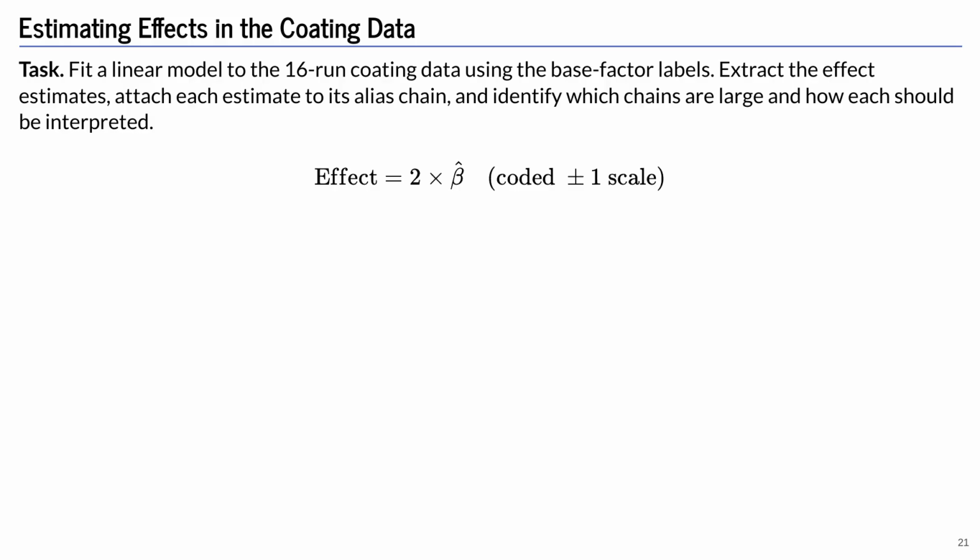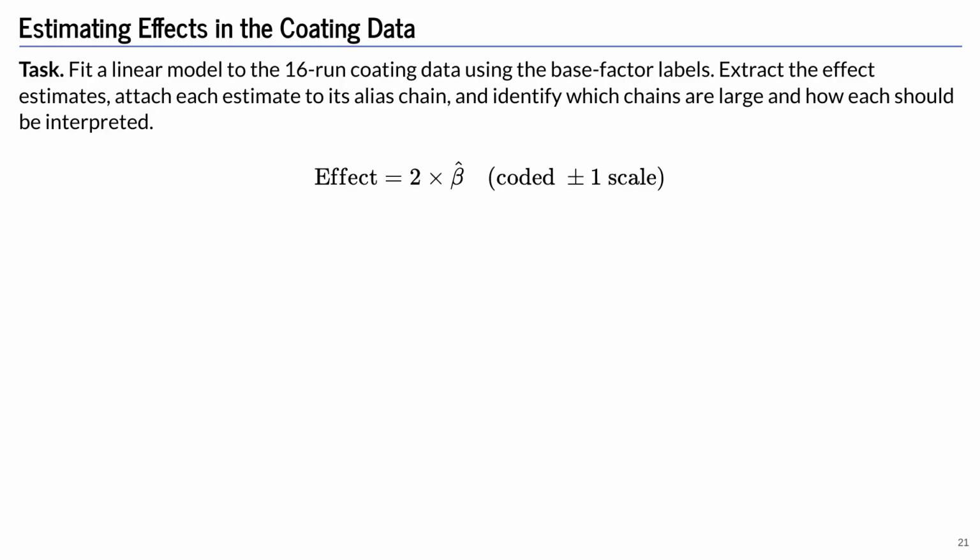So what did the coding study actually find? Coding thickness, factor E, is the dominant driver of adhesion strength, with an effect of 13.4 units. Catalyst load, factor B, is the second most important factor at 7.32, and the interaction between cure temperature and catalyst load, the AB chain, is active at 7.00, meaning you cannot optimize A and B independently.